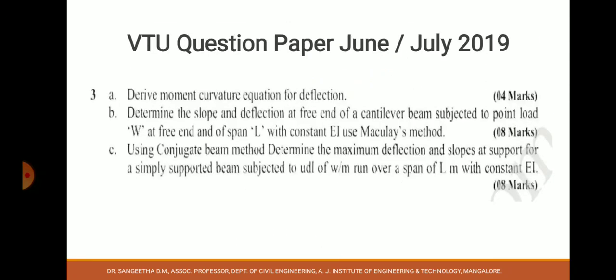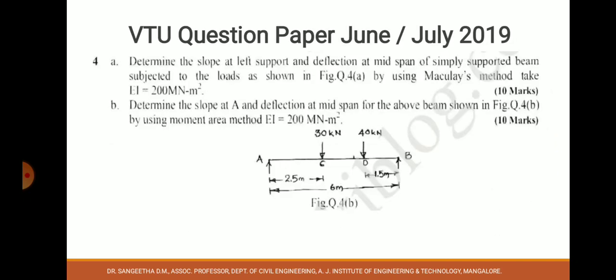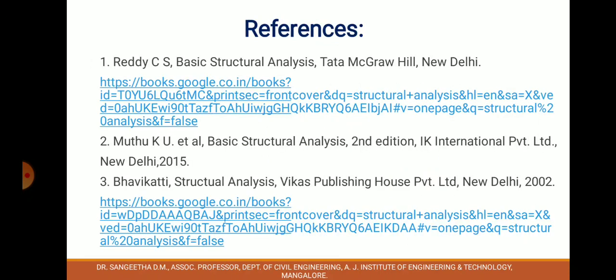Here you have, using the conjugate beam method, determine the maximum deflection and slope at support for a simply supported beam subjected to UDL of w per meter run over the span of L meter with constant EI. This we will be solving in the next video. Here you can see in the moment area method 2 point loads. This problem we have solved in the previous video also. Such kinds of questions have appeared continuously in the university question papers.